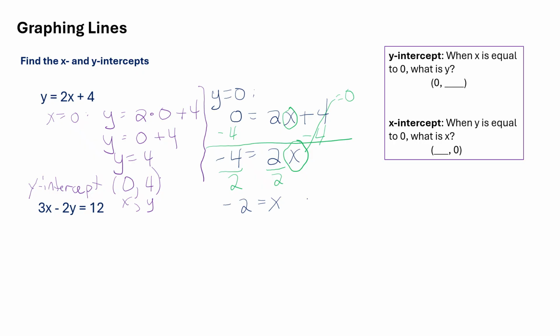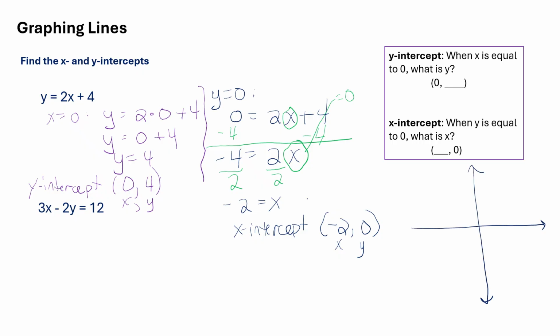So this means that my x-intercept is negative 2, comma 0. So the x is negative 2, the y is 0, and that's going to allow me to plot this line in a slightly different way. It's going to be the same line, but we actually do have some different points this time.